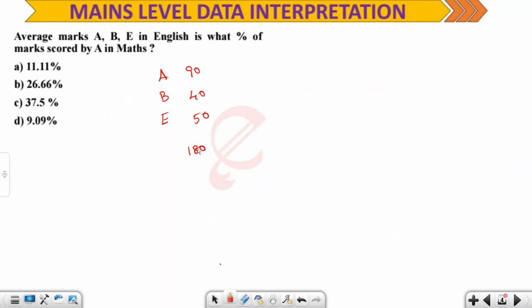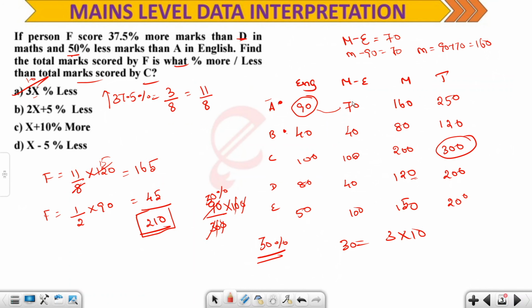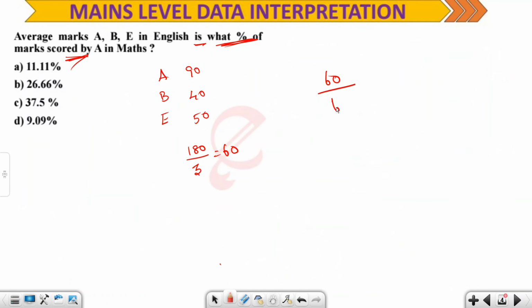So 180 is the total, but they are telling average mark. So average is nothing but 180 by 3, 60. Okay, now question is, 60 is what percentage of marks scored by A in max? Okay, what is the marks scored by A in max? A in max 160. Okay, so 60 is what percentage of 160?